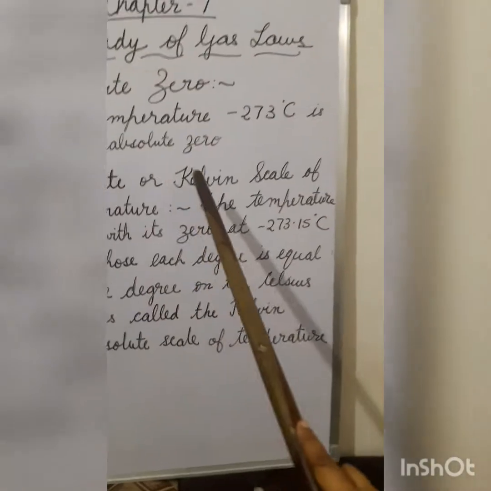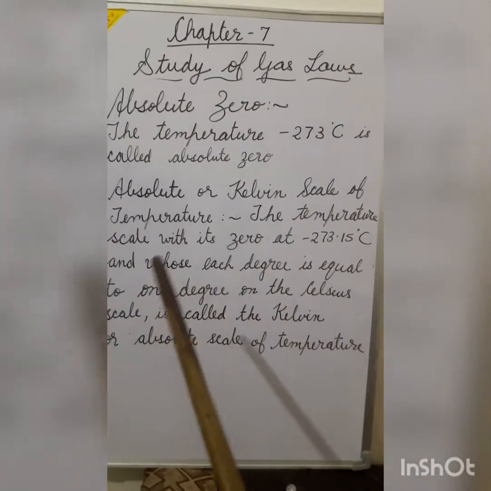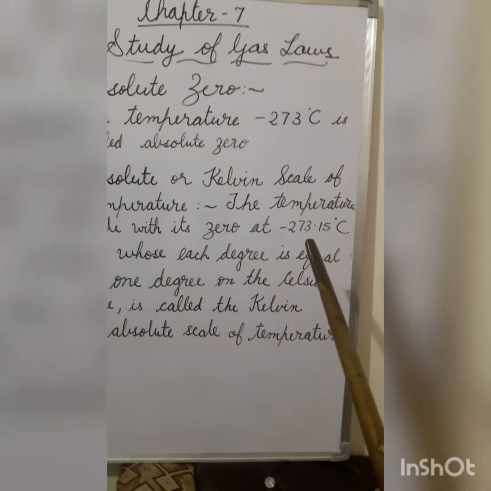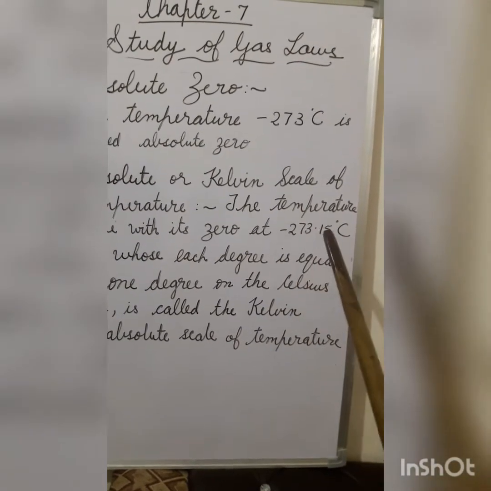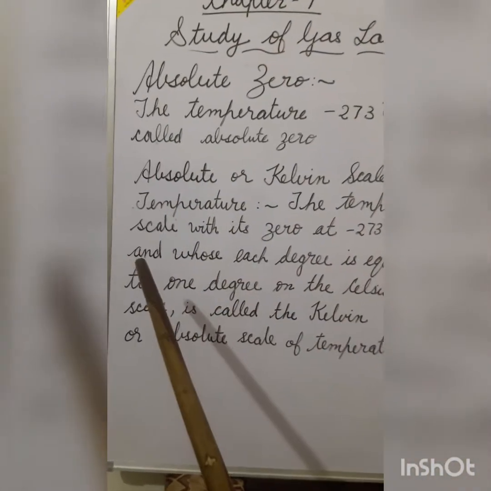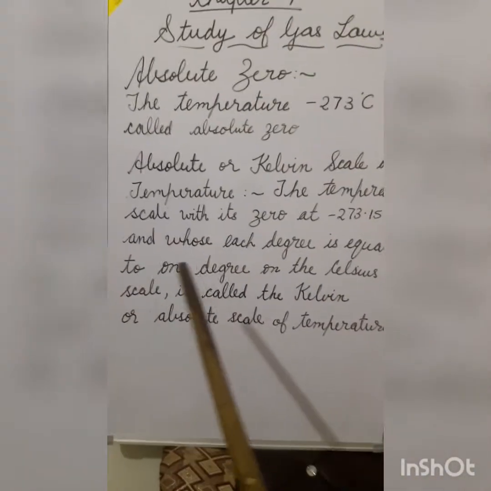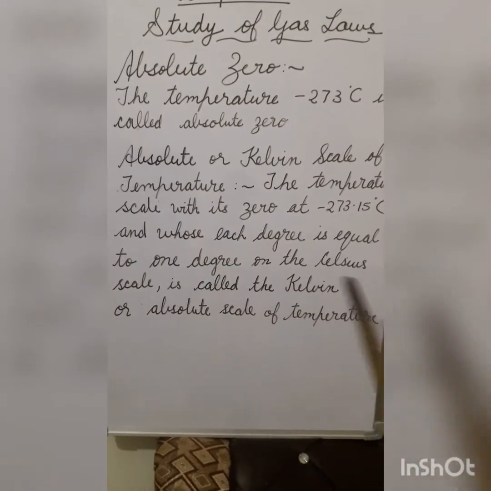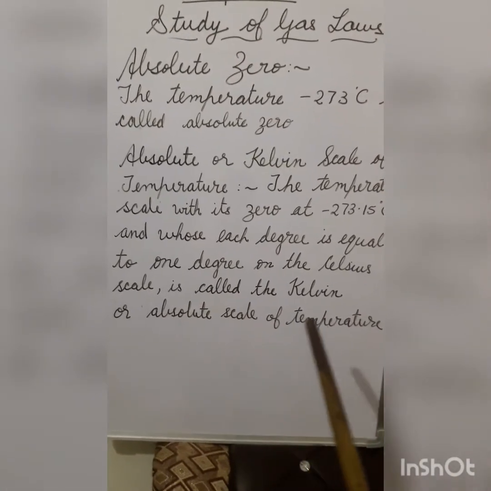Absolute or Kelvin scale of temperature. The temperature scale with its zero at minus 273 degrees Celsius, which is used to make calculations easy, and whose each degree is equal to 1 degree on the Celsius scale, is called the Kelvin or absolute scale of temperature.